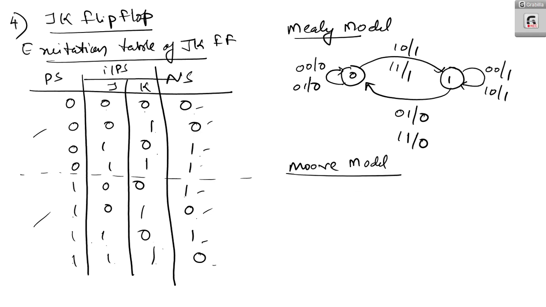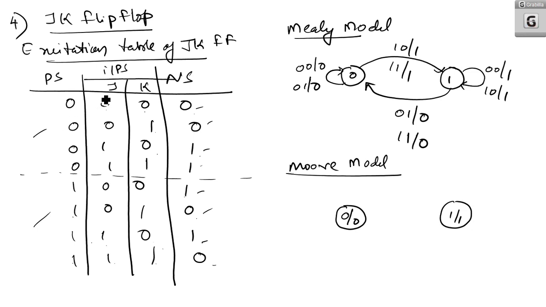So in the Moore model of the JK flip-flop, you are having two states: state 0 with output 0 and state 1 with output 1. Because in the Moore model, the output is specified with the state. If the state is 0, the output is 0. If it is 1, the output is 1.